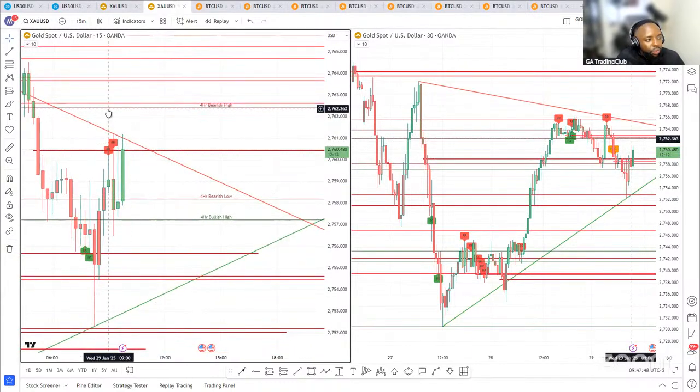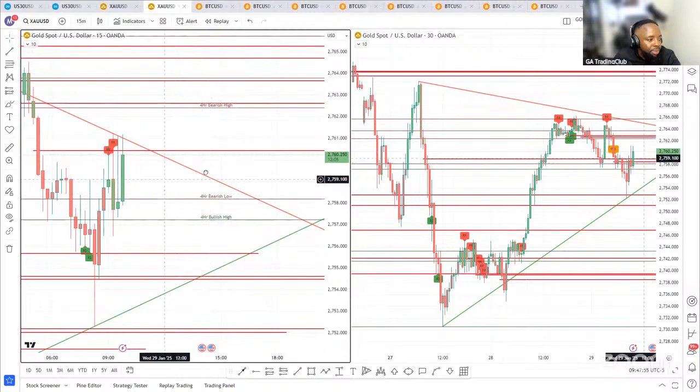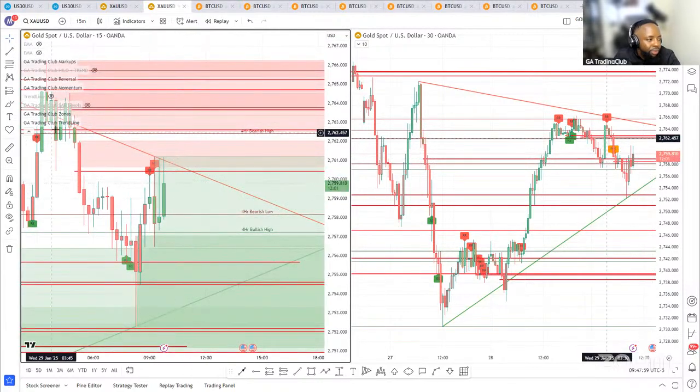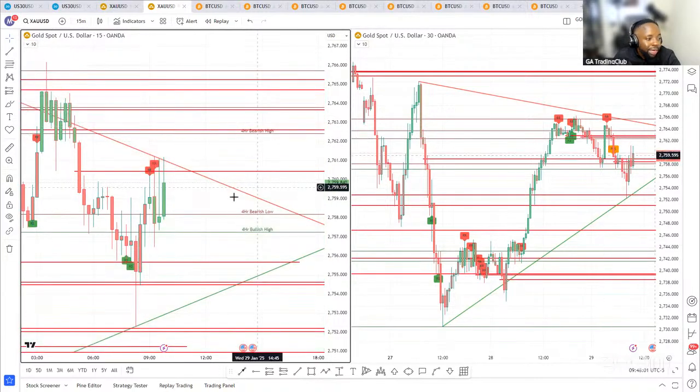Confluence 3 is that we are in a bearish order block. So you can see here we have a 4-hour bearish high, and then we have the low of that bearish order block. Only red flag for this trade is we have demand zone. But if we had a red zone, this would be the trade right here.